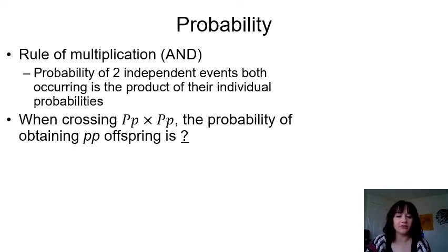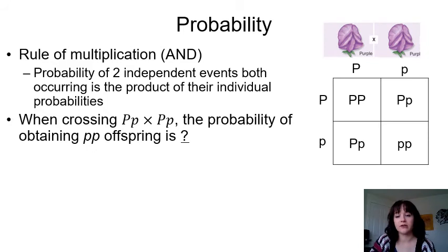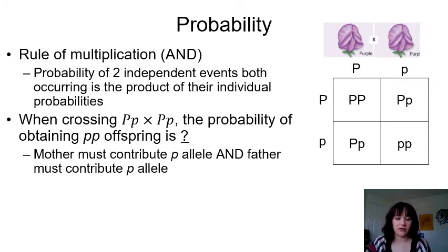When crossing two heterozygotes, say for flower color, what is the probability of obtaining homozygous recessive offspring? So here we have our little Punnett square. Now we don't have to do a Punnett square every time. We can use these math rules to figure out the probability. So in this case, to have homozygous recessive offspring, during fertilization, the egg has to have the recessive allele and the sperm has to have the recessive allele, right? We're looking at an "and" situation. We have to have both of these, right?